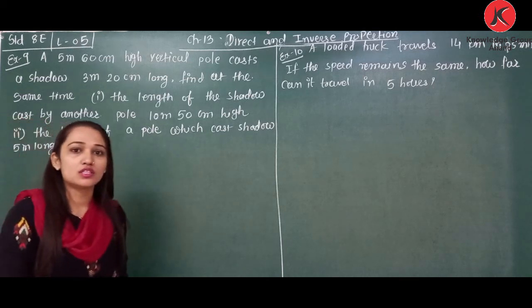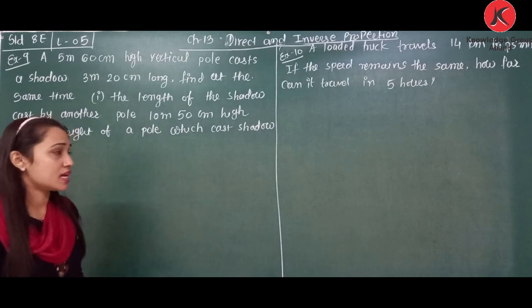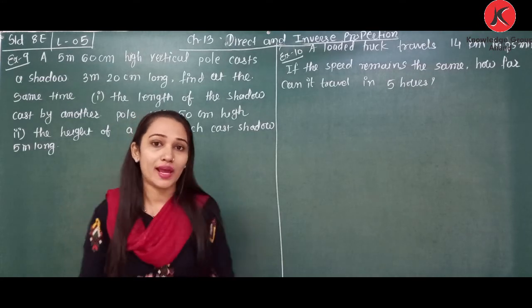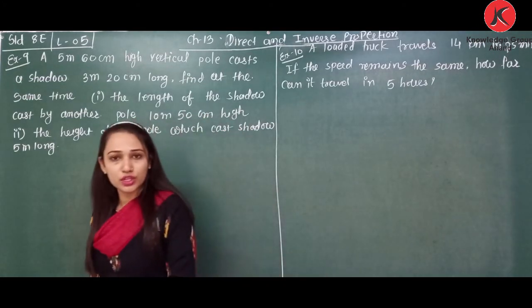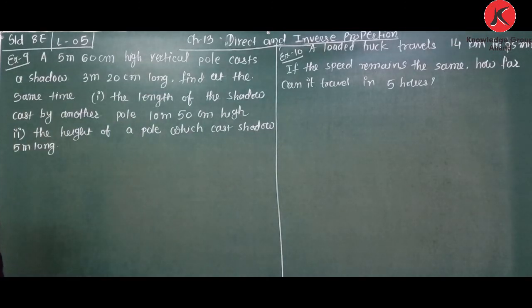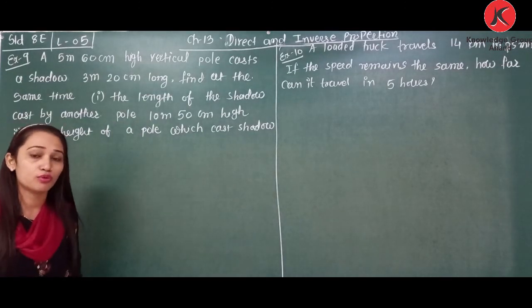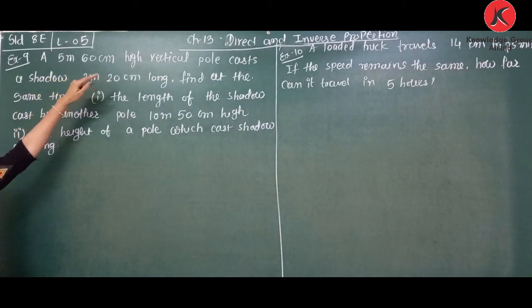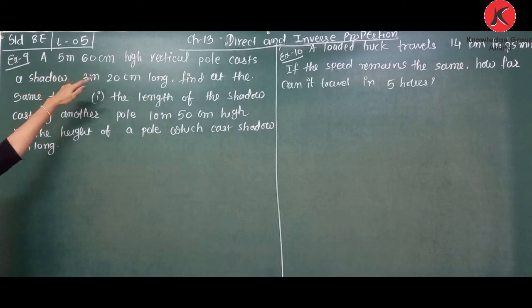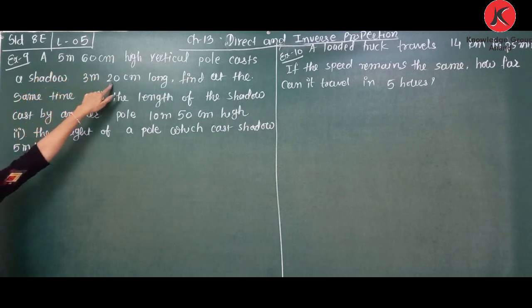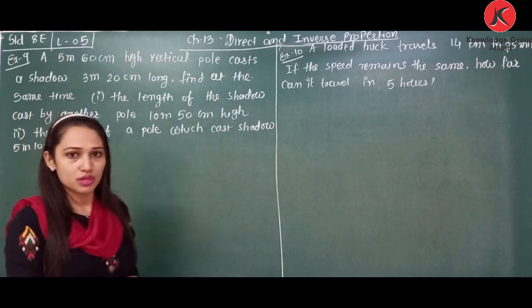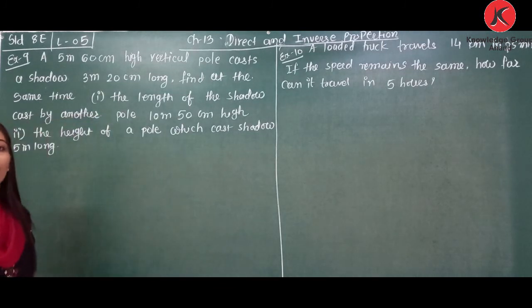So here the situation is same, means at the same time we need to find the length of shadow for a certain length of pole, and for the second time we need to find, if the length of shadow is given, what is the length of pole. So here first, 5 meter 60 centimeter high vertical pole, that is the length of pole, and shadow length is 3 meter 20 centimeter. So if we increase the length of pole, shadow length is also increased, and if we decrease the length of pole, shadow length will also decrease.